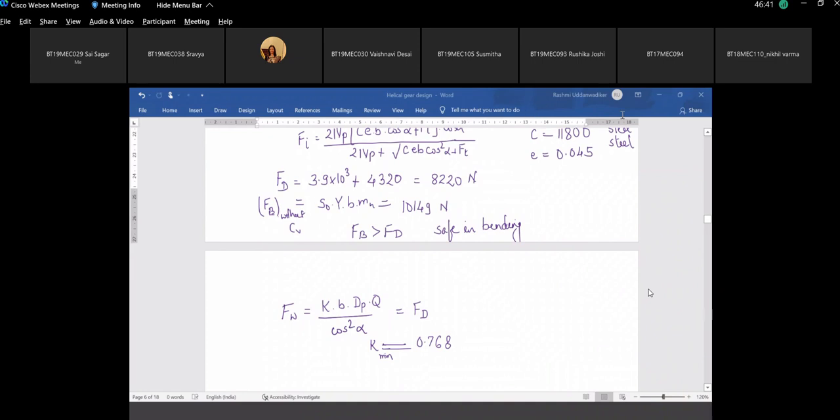Harshini? Yes, 2.58. Your FD is 8220. Yes, ma'am. And B is 35.8, and DP is 187.05. And Q is 1.588. So with this data that Utkarsh is posting, 0.77 looks good.